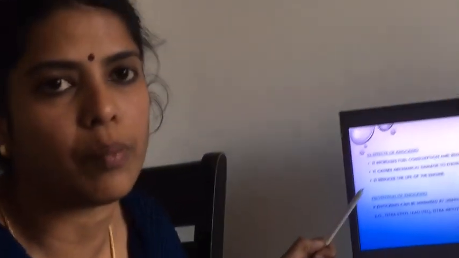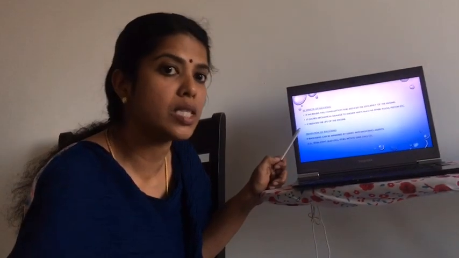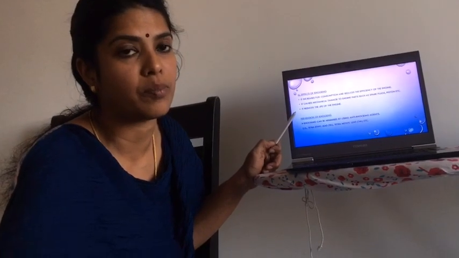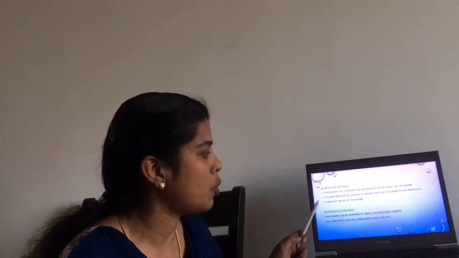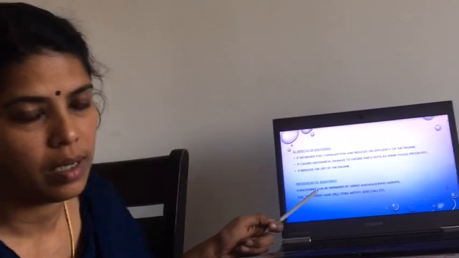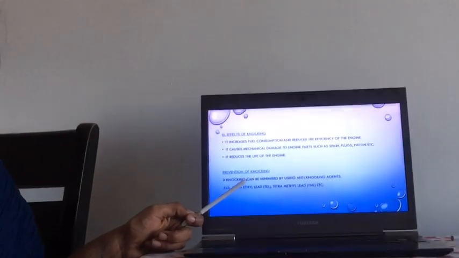What do you mean by octane number of the fuel? Octane number is the percentage by volume of isooctane in a mixture of isooctane and normal heptane, which will exhibit the same characteristics as the fuel. Upon addition of anti-knocking agents, we can increase the octane number of the fuel. A fuel with a higher octane number is said to be a good quality fuel.